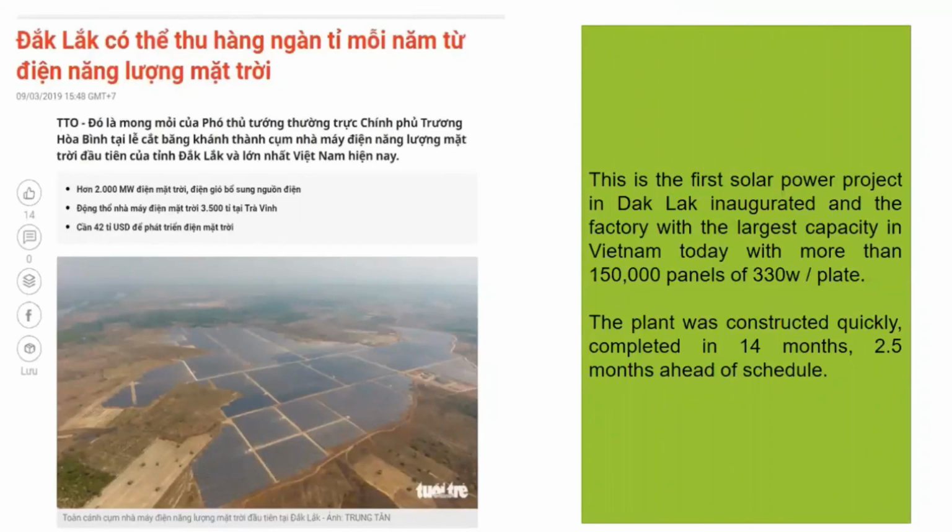And just last year, Đắk Lắk province got the largest solar energy factory in Vietnam, with more than 150,000 panels. It was constructed so quickly, taking just 40 months, and it shows a big potential for solar energy in Vietnam.